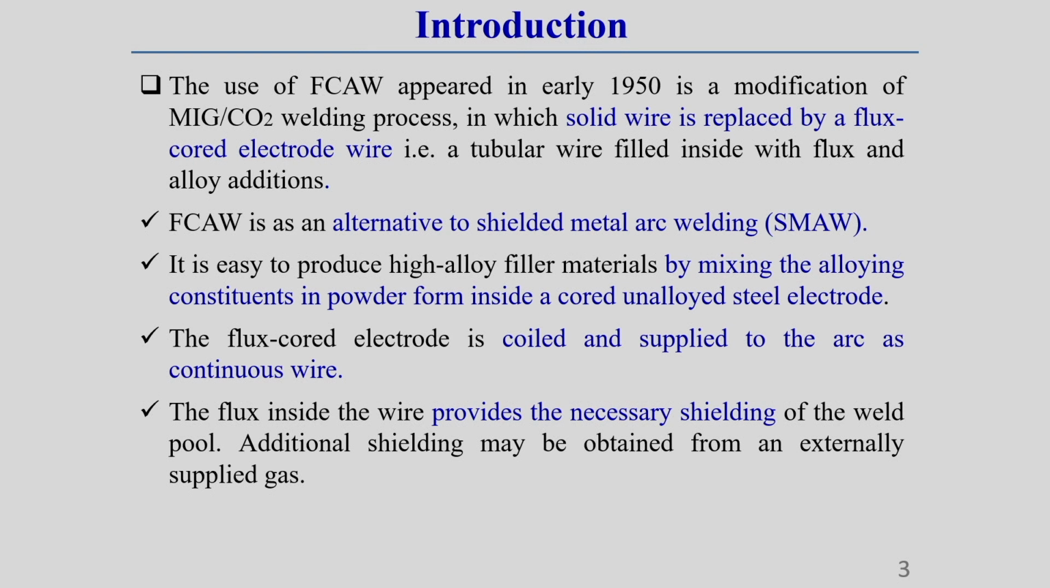It is actually a modification of the MIG welding process, you can say. MIG welding means the gas used for shielding purpose is CO2. So, it is also sometimes called the MAG welding process, because CO2 is an active gas. So, it is a modification of this MAG welding process, in which generally a solid wire is replaced by a flux core electrode wire. This flux core electrode wire is a tubular wire which is filled inside with flux and alloying elements.